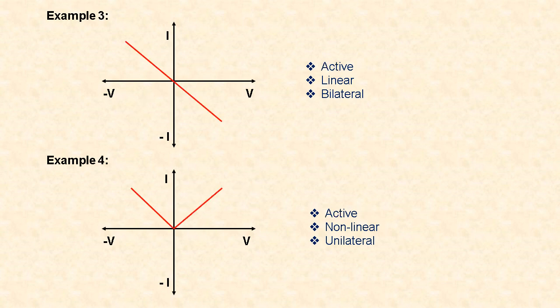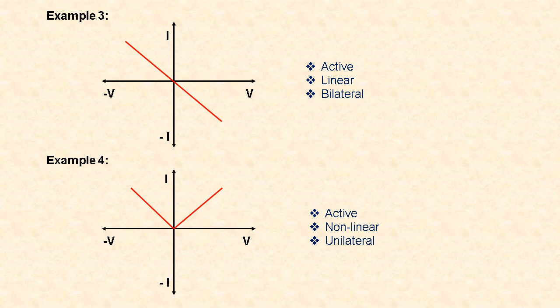If you see example 3, the VI characteristic is a straight line passing through the origin, and also it has a constant slope throughout. So it is a linear element, but the V by I ratio is not positive. So it is an active element, and the V by I ratio, that is the impedance, is the same in both directions, that is in the second and fourth quadrant. So it is a bilateral element.